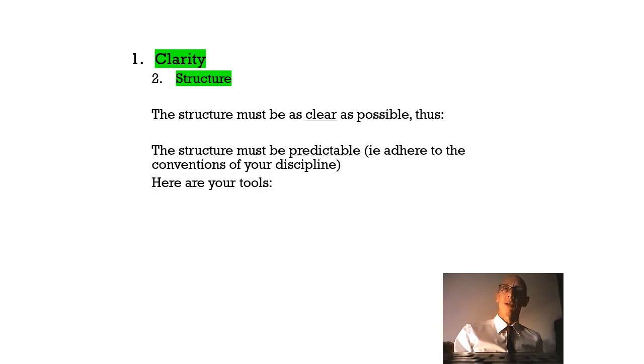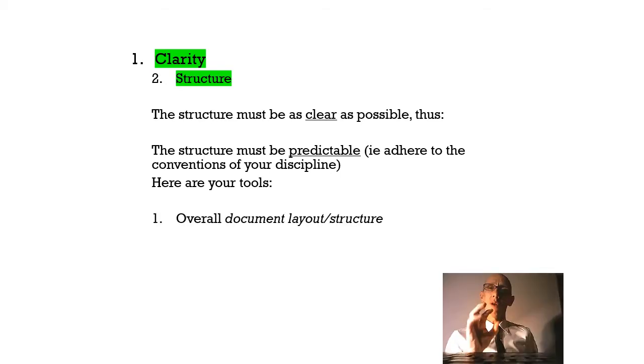Now, the tools you can use to be as clear and predictable as possible are the overall document layout and structure. What is expected in the document? What do you start with? What are the sections? Where is the appendix? Where's the contents? How many sections are there within the introduction, etc.? That's going to vary from field to field.